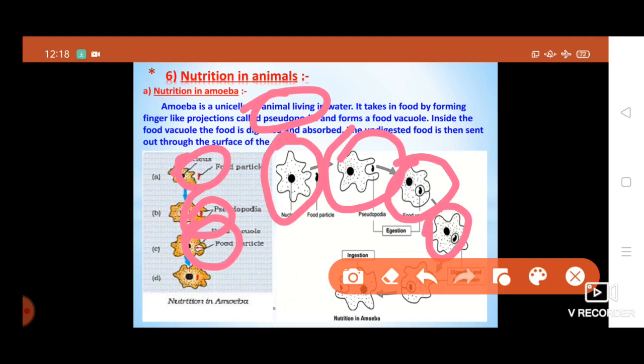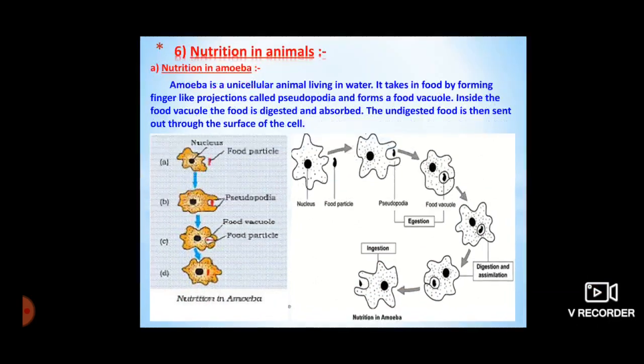After that, what will happen? The undigested food comes out of the amoeba body with the help of the pseudopodia only. So this is how nutrition takes place in amoeba. Hope you understand, children. It is just one example of how nutrition takes place in microorganisms.